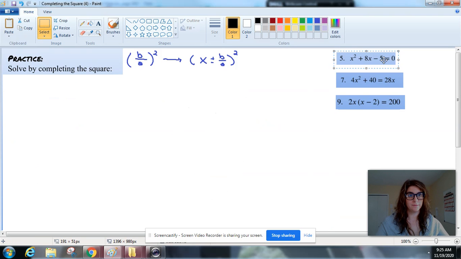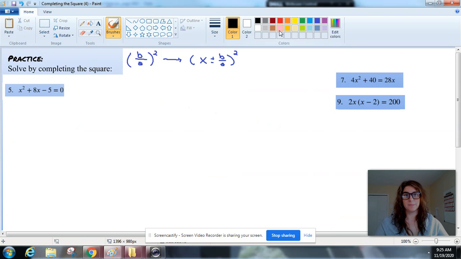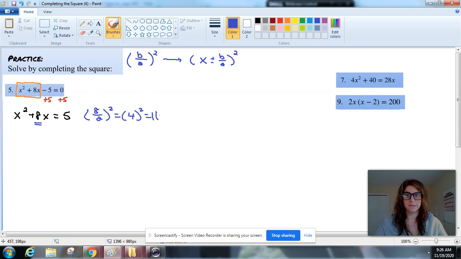Let's swing number 5 on over. So again, number 5, same as always, get my variables alone. So I'm going to start by adding 5, get that away. X squared plus 8x equals 5. My b term, again, b is always attached to your x. So that's 8 over 2 squared, which is 4 squared, or 16. I'm going to add that to both sides.